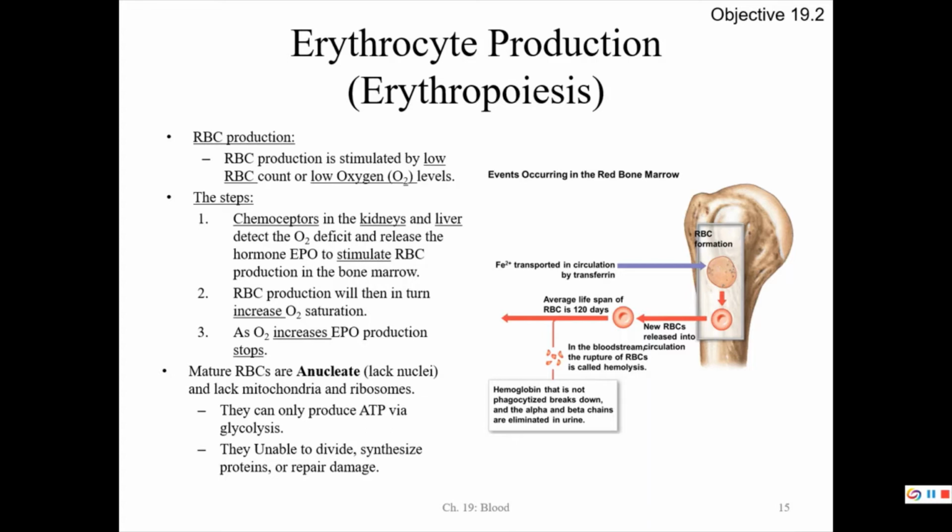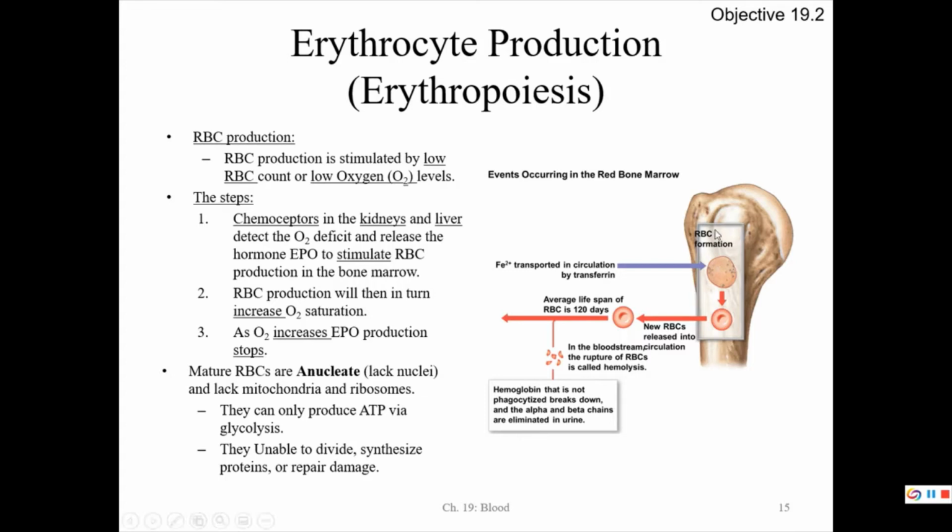Now, to determine this, there are chemoreceptors located in the kidney and liver, and they detect the oxygen deficit. The kidneys release erythropoietin, EPO, which will stimulate red blood cell production in the bone marrow. The production will turn on. That will start to get the red blood cell numbers up, which will increase oxygen saturation, and as the oxygen levels go up, EPO turns off.